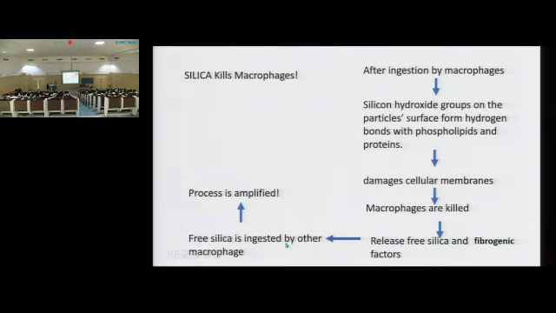The silica dioxide forms bonds on the cell membrane with the help of phospholipids and proteins, and due to that bonding the cell membrane will be damaged and there will be killing of macrophages. This killing of macrophages leads to release of silica particles and fibrogenic factor. So again the silica particle will be released, and it will be trapped by another macrophage, which will again be damaged. The process goes on, right?